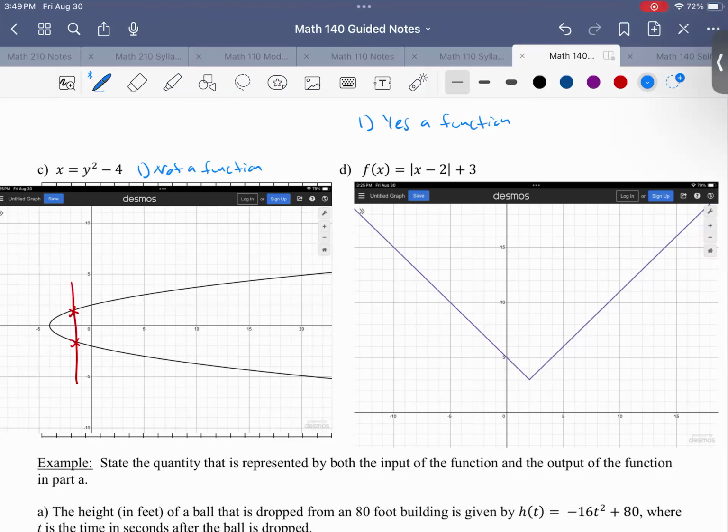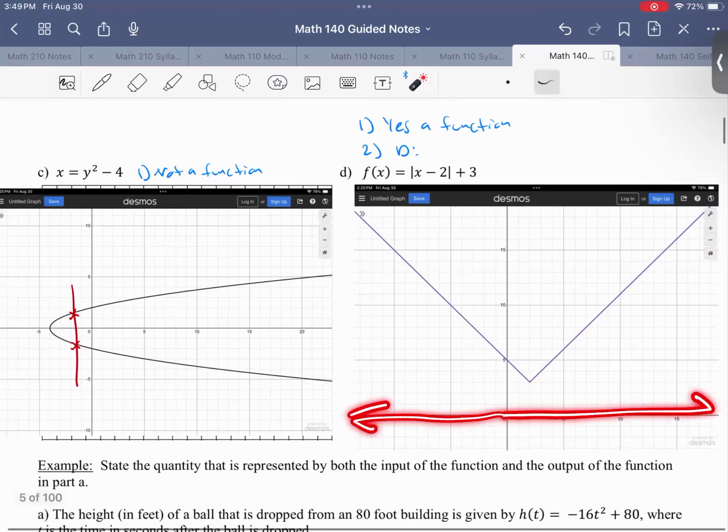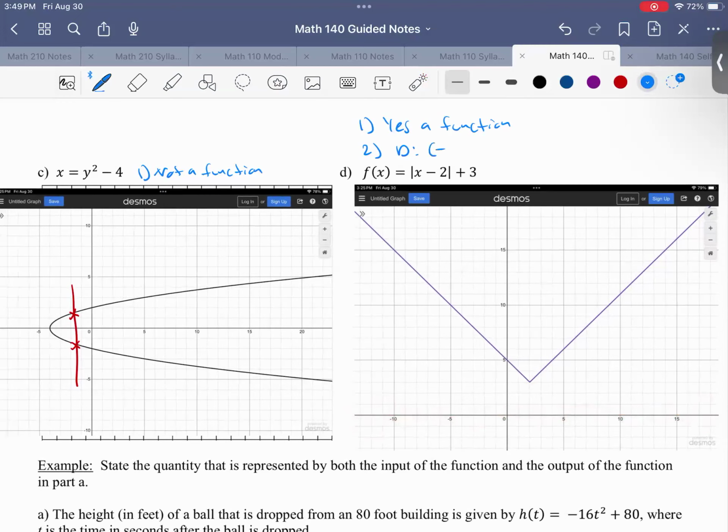Two, what is the domain? Remember, domain is the x value. So domain, I know it doesn't look like it since we're stopping here, but we're really going off from negative infinity to infinity. No stoppage. So it will just be negative infinity to infinity.